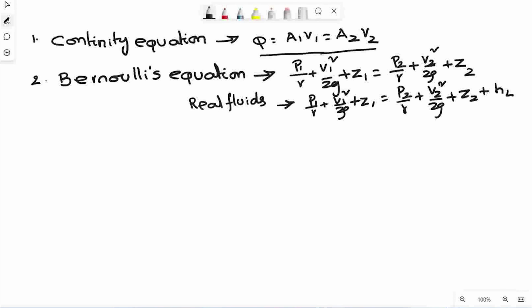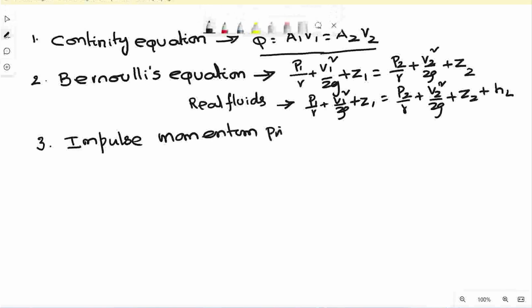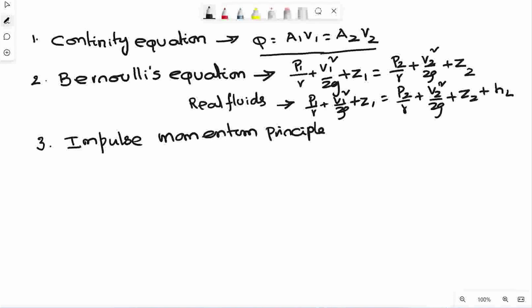So the first equation establishes the relation between discharge, velocity and areas. The second equation establishes the relation between pressure and velocities. So these are the two equations. Now the third equation that we are proposing is the impulse momentum principle, or impulse momentum equation. This is the focus of this lecture.